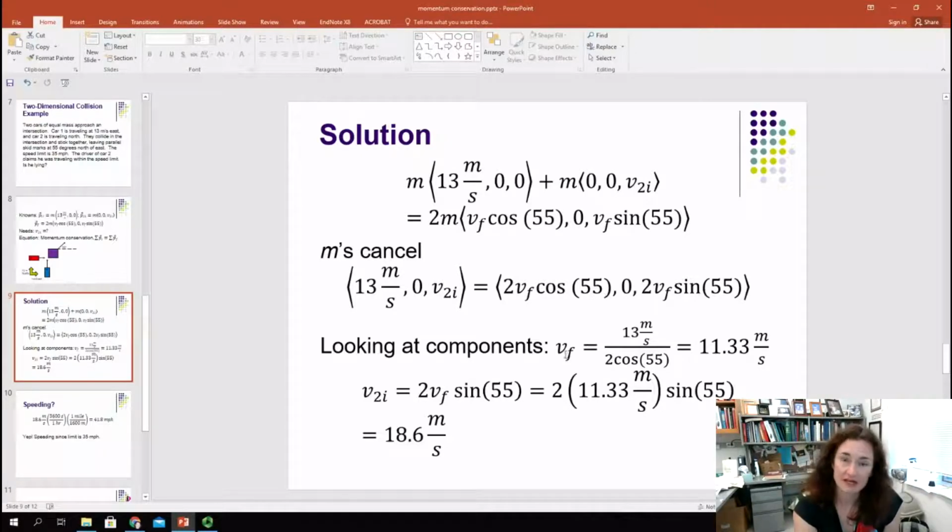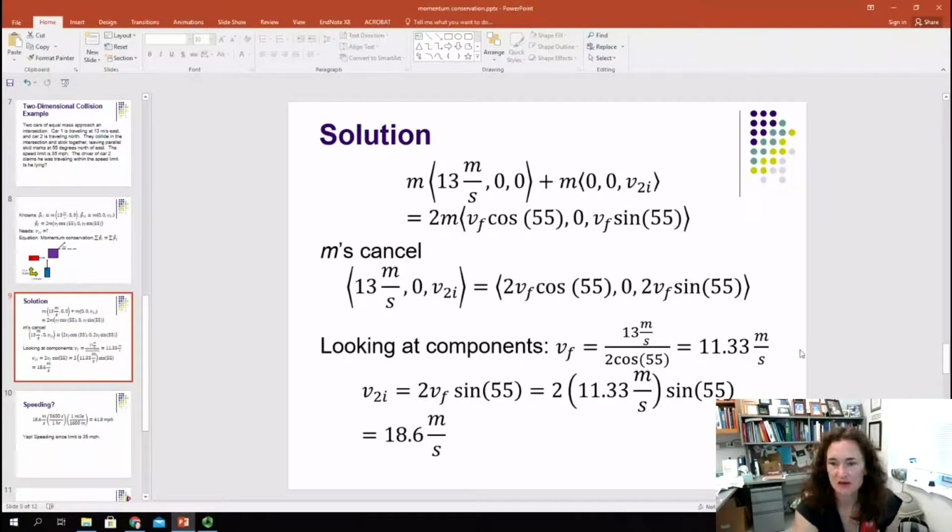So that means I can algebraically solve for what v final is. V final would be 13 divided by 2 cosine 55. And when I plug that into my calculator, I end up with 11.33 meters per second. So that's the final speed of my car sandwich: 11.33 meters per second.